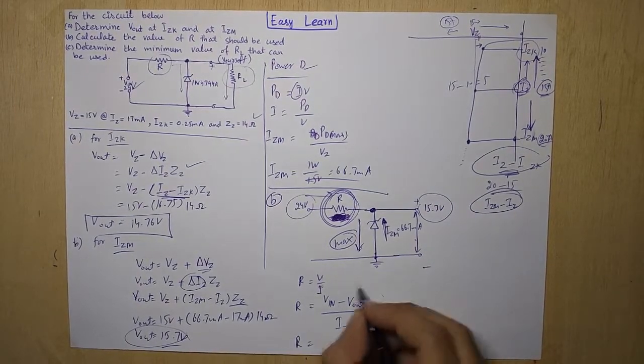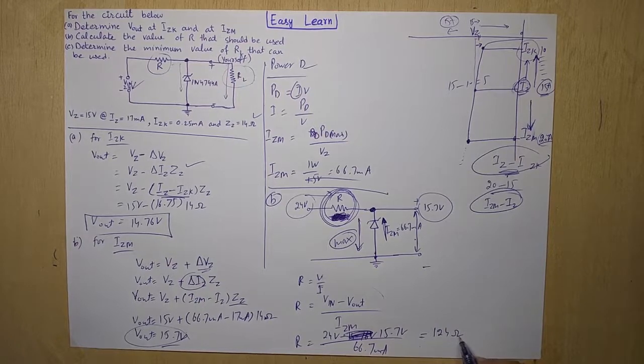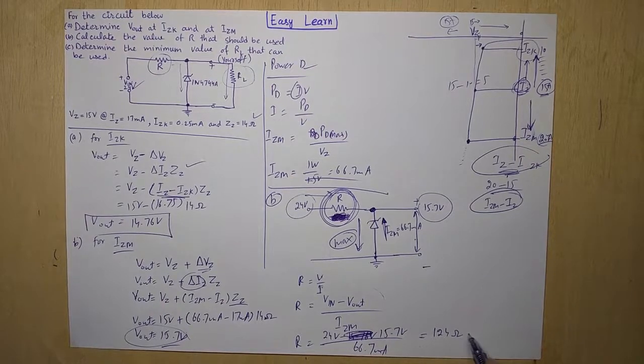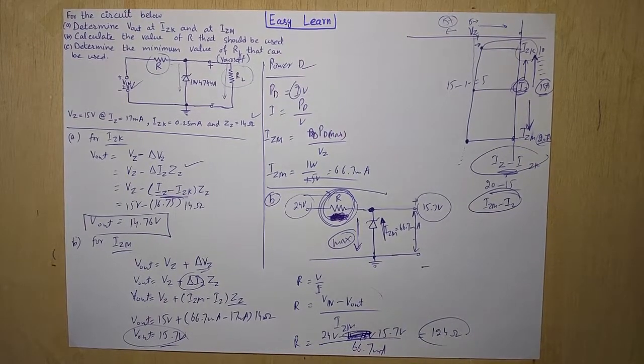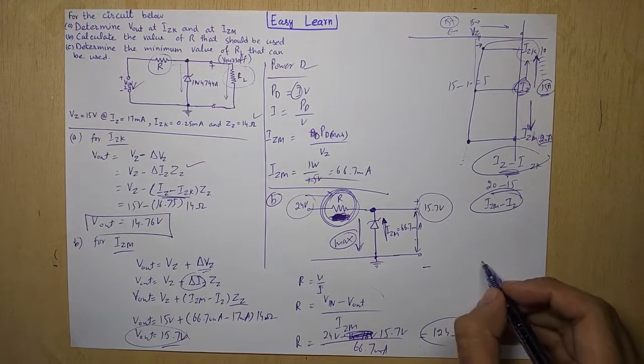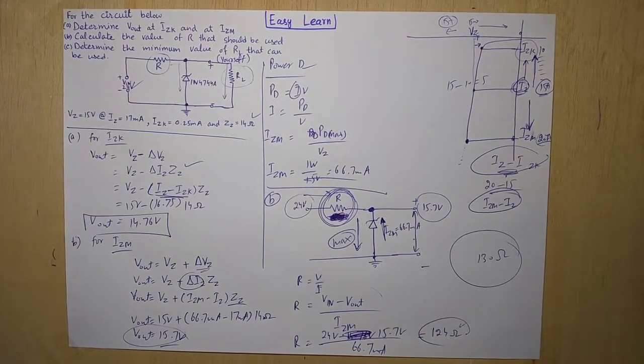R is equal to V input, that is 24 volt, minus 15.7 volt, divided by 66.7 milliampere, and after calculation 124 ohm will be the answer. That is the approximate answer, but we can use the nearest larger standard value. We always select the standard value available in the market, for example, 130 ohm is fine. No, there is not an error.